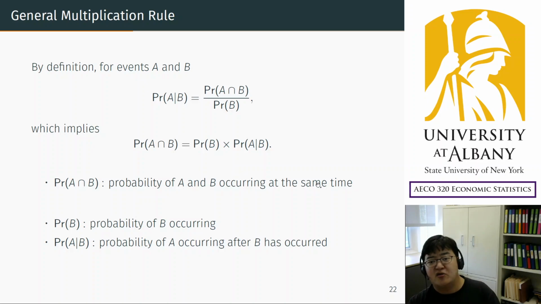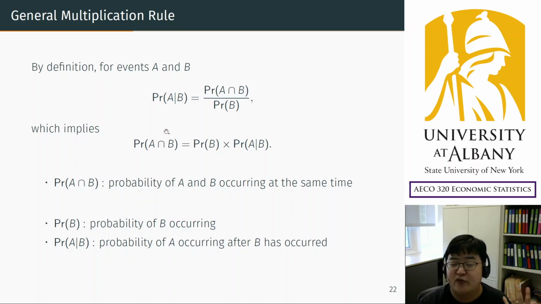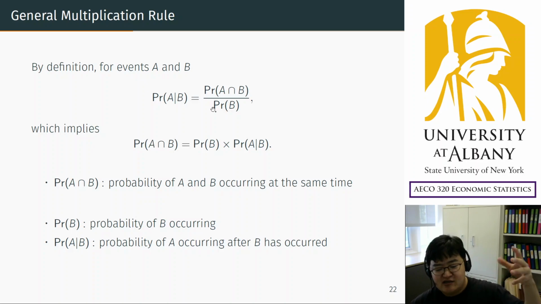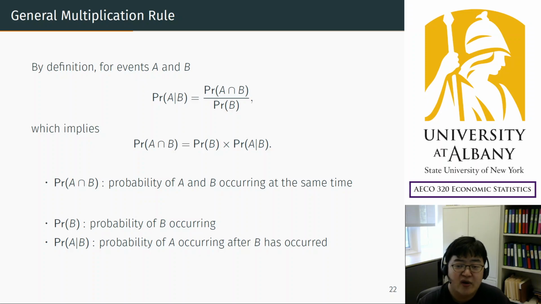By the way, you may compare this to the general addition rule in chapter 1, and the general addition rule was to characterize the probability of A union B. So the addition rule was for union, but now the multiplication rule is for intersection. So they have a kind of parallel structure, and we are going to come back to this multiplication rule maybe in the next video. So keep that in mind, and think about the comparison with the addition rule.